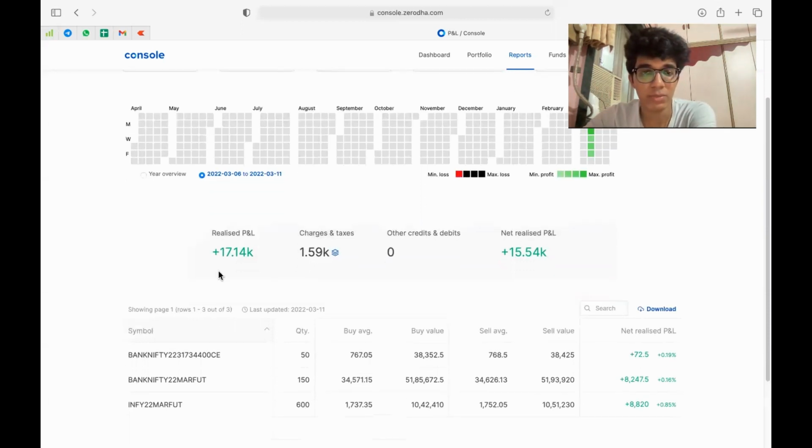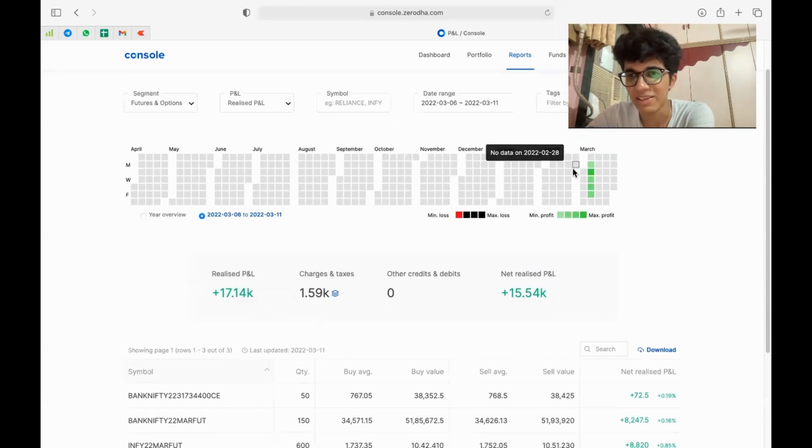So overall, we were able to book 17,140, and out of that, we had charges of 1.6K. So it's almost nearing 10%. It's fine, but it could be improved, like I told you. And this is a very idealistic week. Normally, there's not a week where I have all days green.